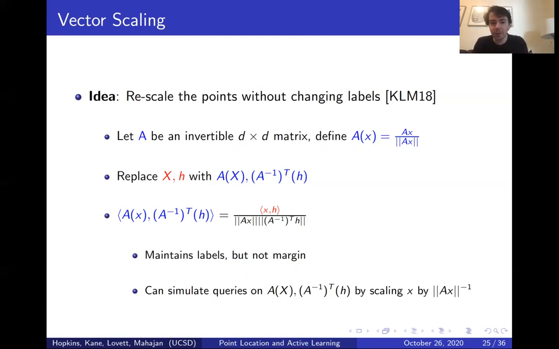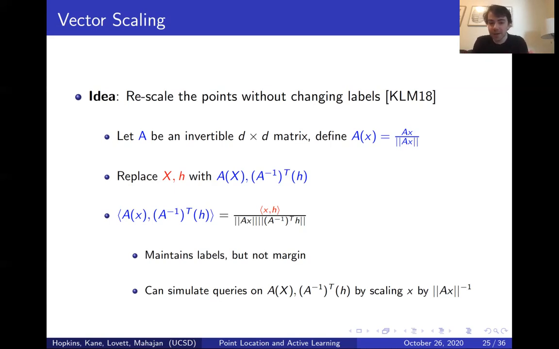Now, formally, what do I mean by this? Well, let's say that A is an invertible d by d matrix, and we'll define Ax to be the normalization of Ax over norm Ax. And our idea is that we're going to replace x and h, where x is the points that we're trying to learn and h is the hidden classifier, with Ax and A inverse transpose h. Now, why does this work? Well, let's look at the inner product of Ax and A inverse transpose h. Notice it's just the inner product of x and h normalized by some positive constants. So in other words, its label does not change, but its scaling does change. So it's exactly what we're looking for.